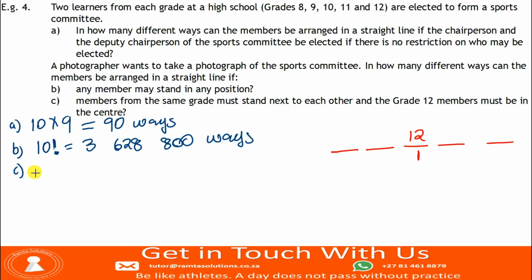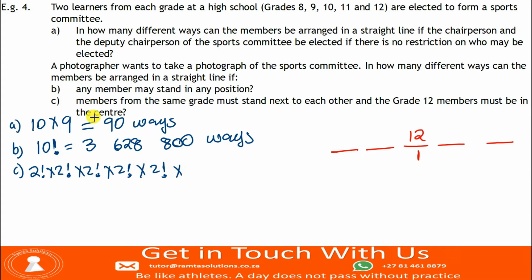So to arrange them, we have 2 factorial ways because there are 2 members from each grade. So this is 2 from grade 8, 2 from grade 9, 2 from grade 10, 2 from grade 11, 2 from grade 12. Remember, even grade 12, we can arrange it, right? We can arrange it because one of the 2, let's say it's a boy and a girl, one can sit on the right and the other on the left.